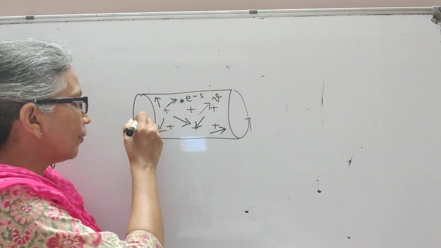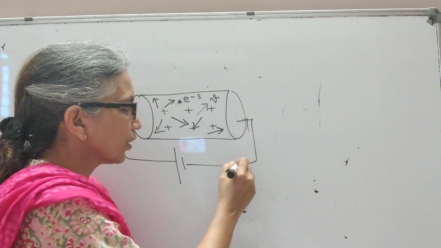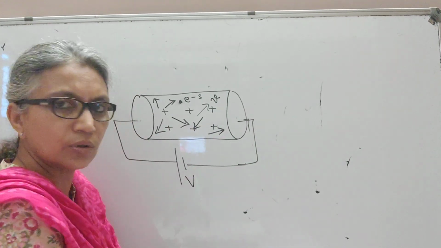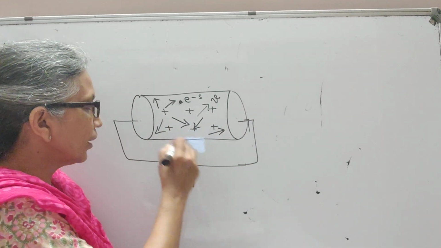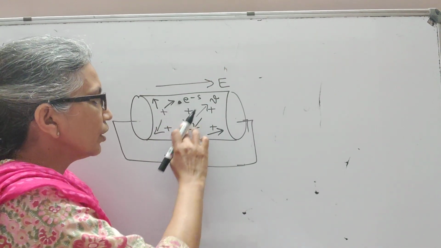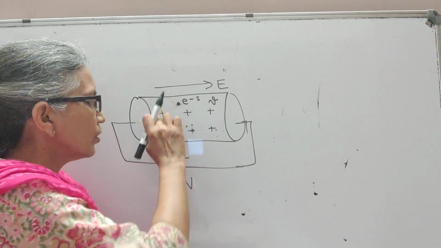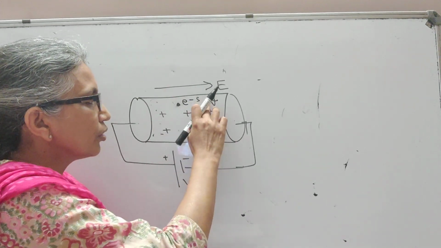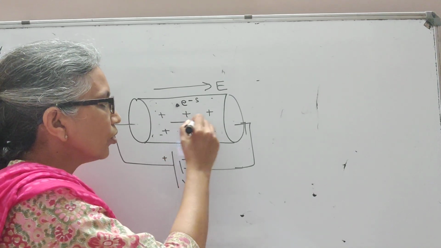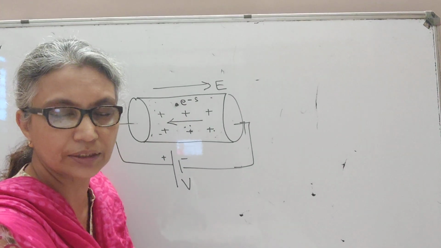Now the moment you connect the two ends of the conductor to a battery of V volt, you are applying an electric field in this direction, and all these electrons are going to experience an electrostatic force, and because of this electrostatic force they are all now going to start moving towards the positive terminal of the battery.